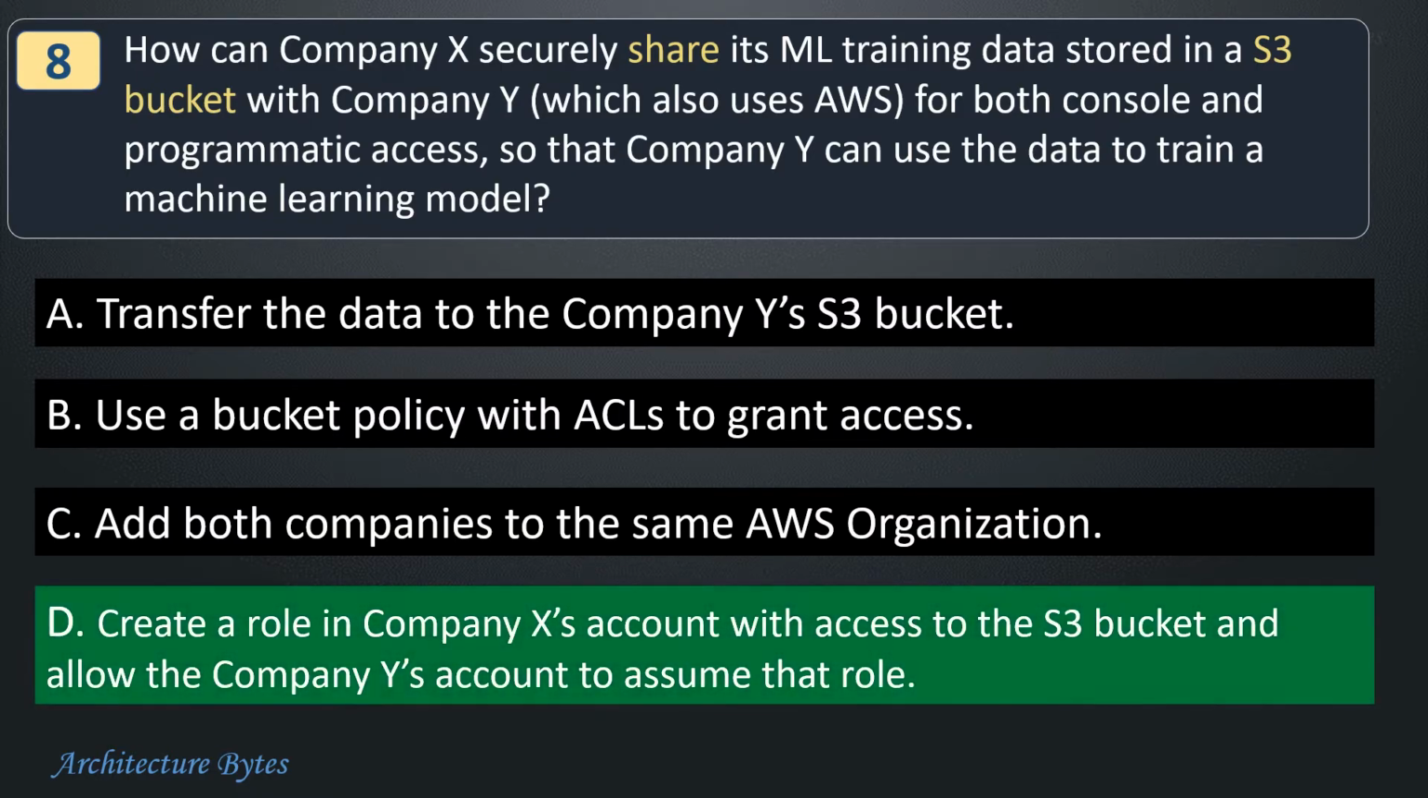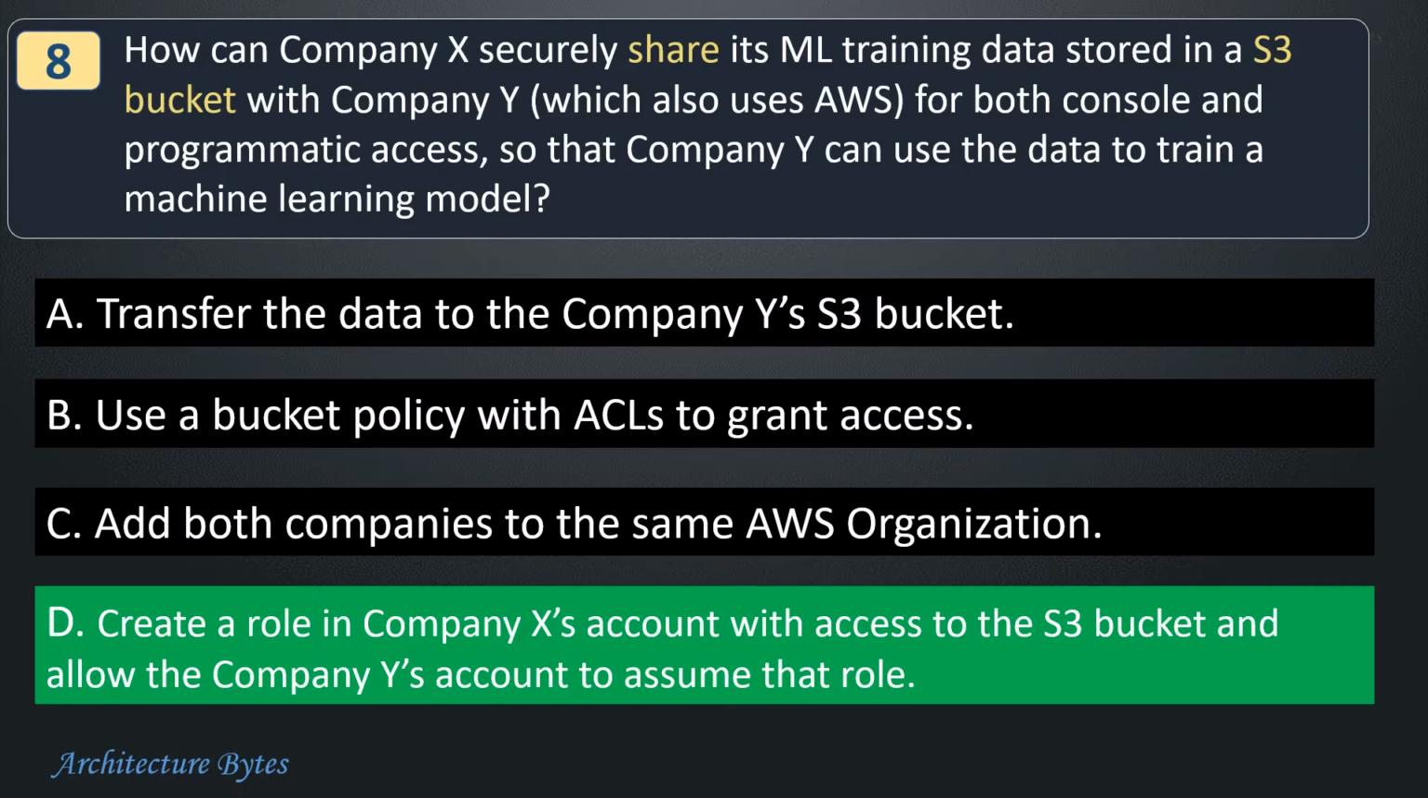Option D is the right answer here. Using roles is the most secure and efficient option, allowing temporary least privilege access to company Y without duplicating data. It also provides more control over access.